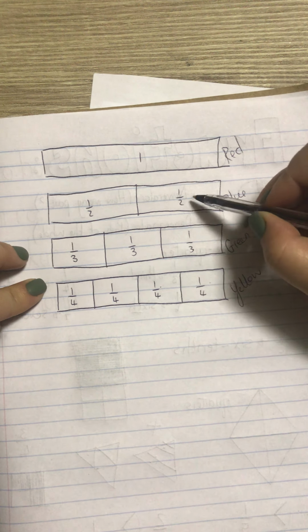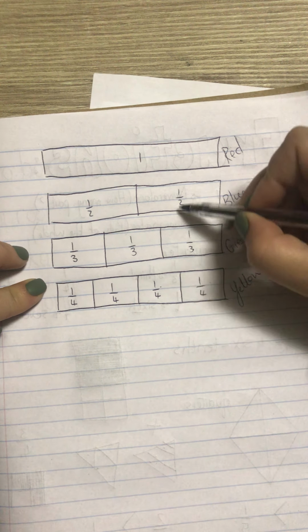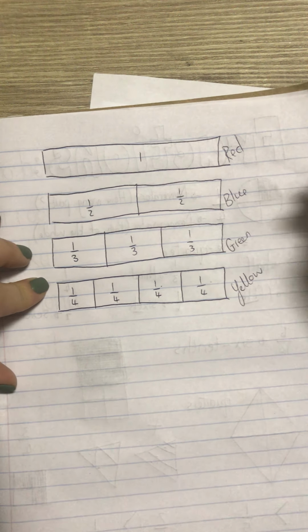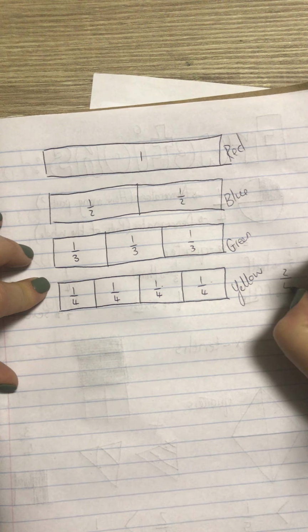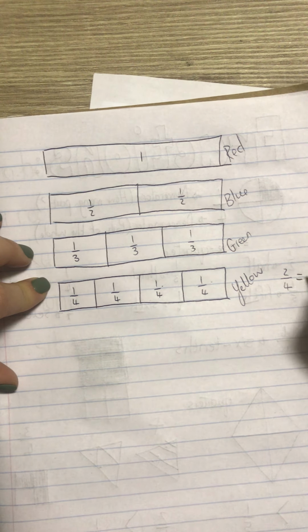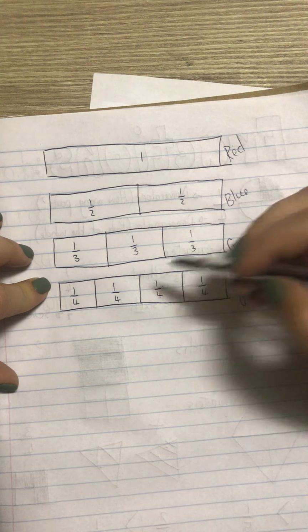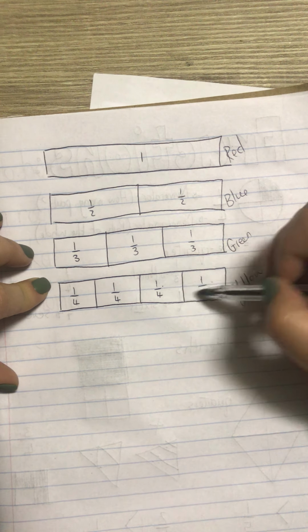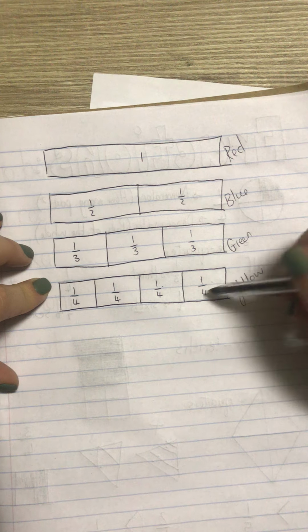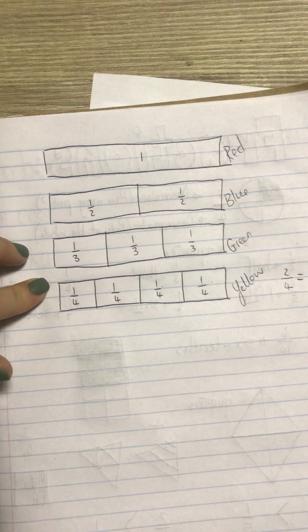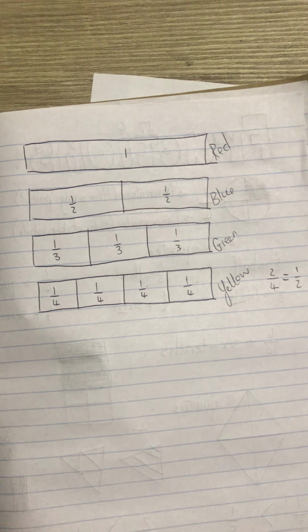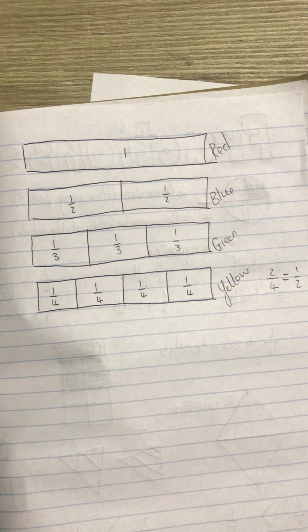How many quarters fit in a half? 1, 2 quarters fit in a half. So we know 2 over 4 is the same as a half. Okay, 2 fourths. If we had to color this, this would be 2 fourths is the same as 1 half. Go look at that type of relationship that you see on that paper, and it might give you a better understanding of equivalent fractions as a whole.